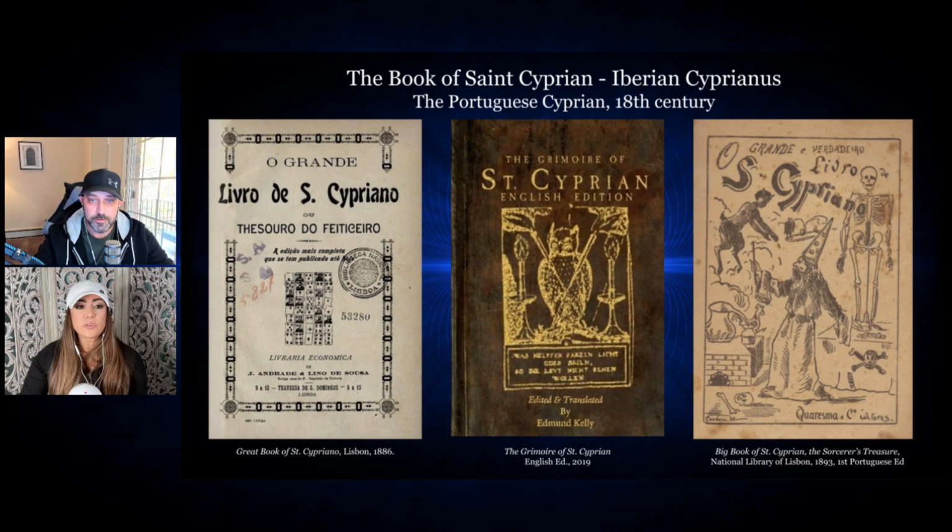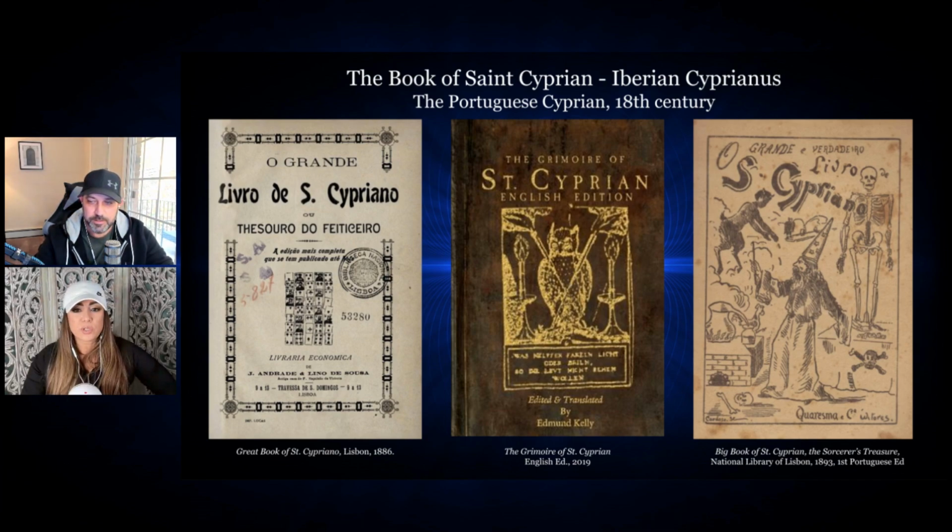So there's 3 different types of books of Saint Cyprian. This is the first one we're going to talk about, the Portuguese one. The Iberian Cyprian, which is made up of the Spanish and Portuguese editions, basically has the subtitle The Sorcerer's Treasure, and they contain text that is both Catholic and rooted in brujeria, or bruxeria, or I don't know how you say it in Portuguese. But this particular one is found to be particularly popular in Brazil.